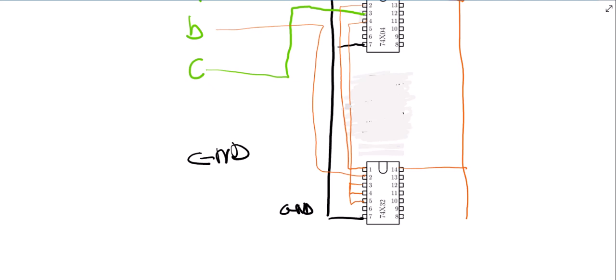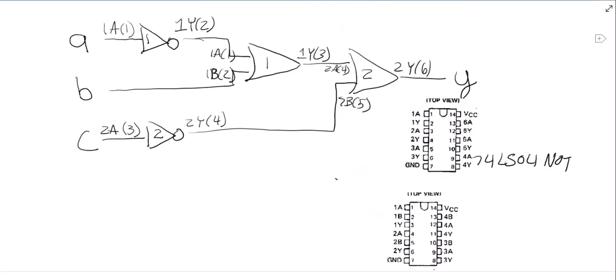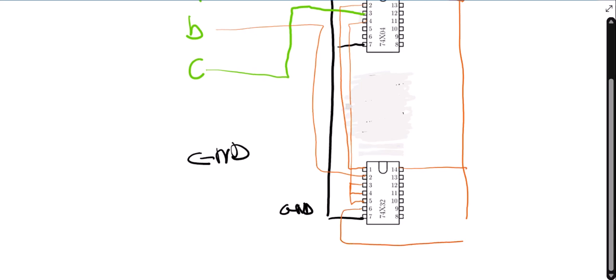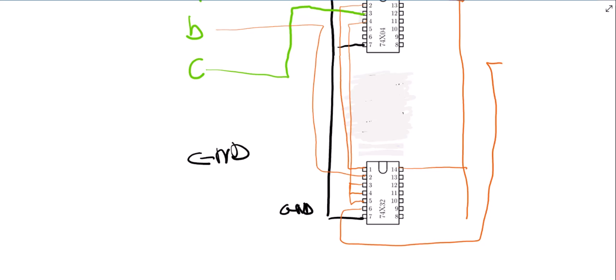And then finally, my output was pin 6 of the OR gate. And that goes to some light. But I can just say Y here.